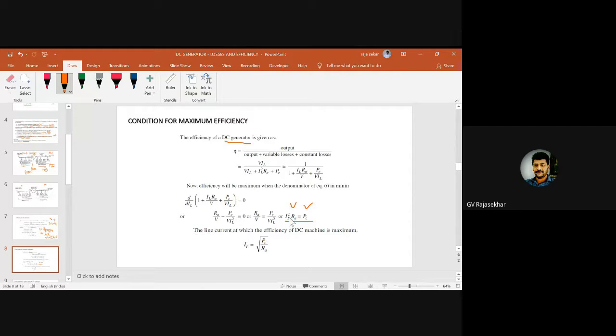So from this, what is IL? IL is equal to root of PC by RA. So this is the line current at which the efficiency of a DC machine is maximum. At what line current will a DC generator or a DC machine give the maximum efficiency? IL is equal to root of PC by RA.